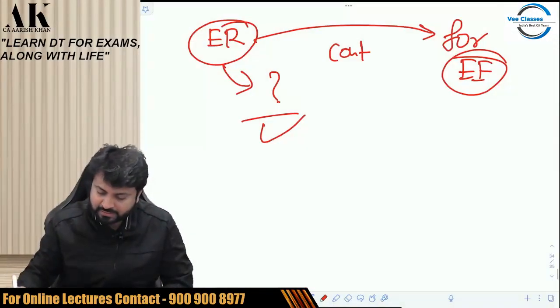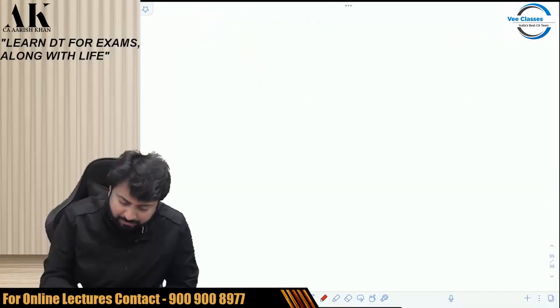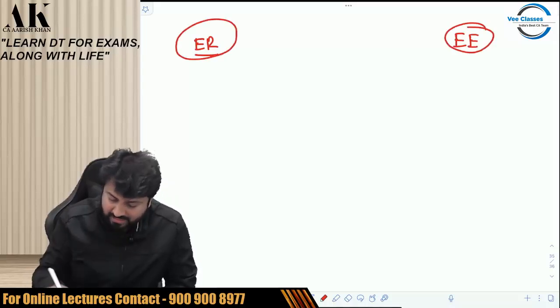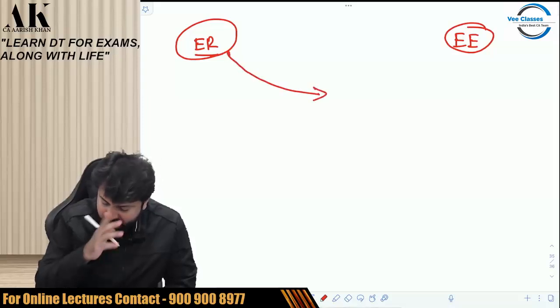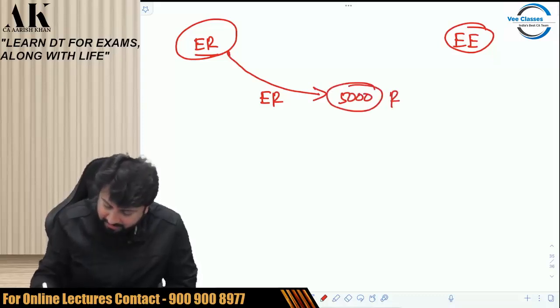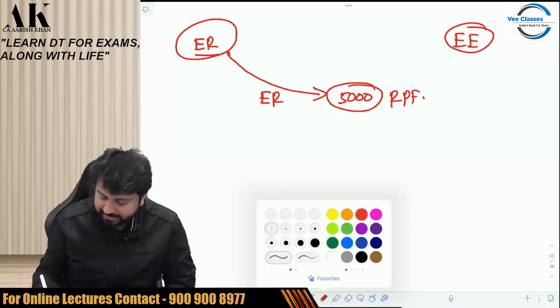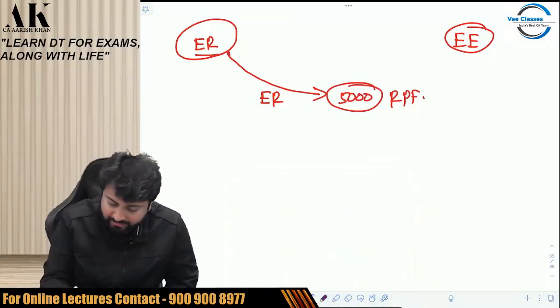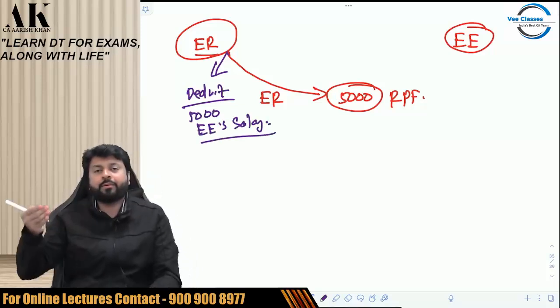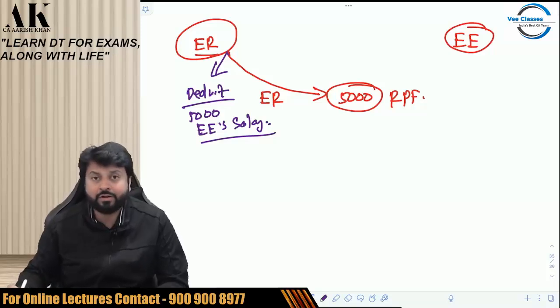Pay attention please, and this one is an important point. Suppose there is employer over here and there is employee over here. Suppose the employer is contributing 5,000 rupees to the recognized provident fund. At the same time, what happens? The employer also deducts 5,000 rupees from employee salary. Employer does all these things, right? From employee salary also he will deduct some amount. Yes, he will do that.